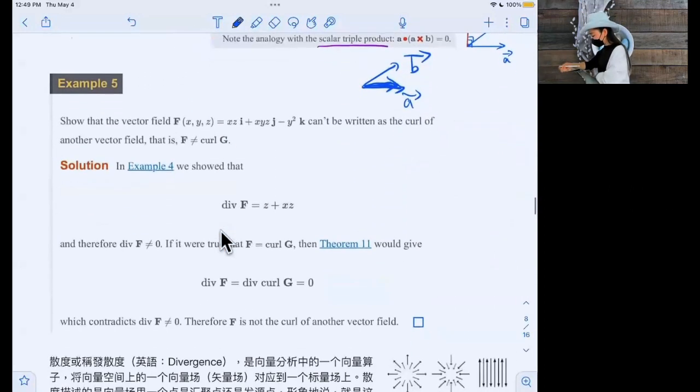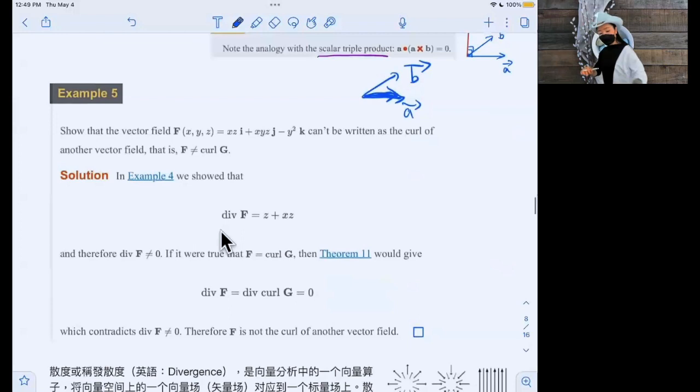Now let's try this example over here, example 5. Determine whether this vector field can be written as the curl of another vector field. That is, does F equal the curl of G? At first, say, what are these? Okay, now let's try to think about what this is. So this cannot be written as the curl of another vector field. So F cannot be written as the curl of a vector field. That's interesting. Okay.